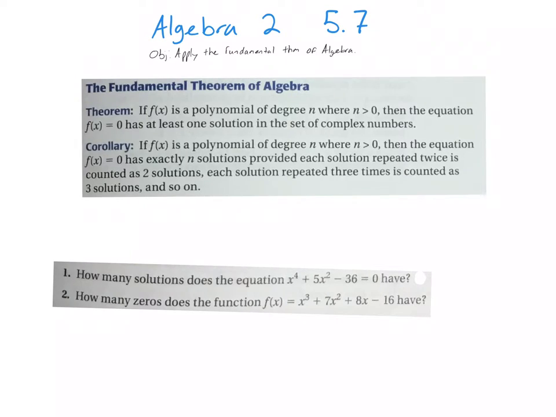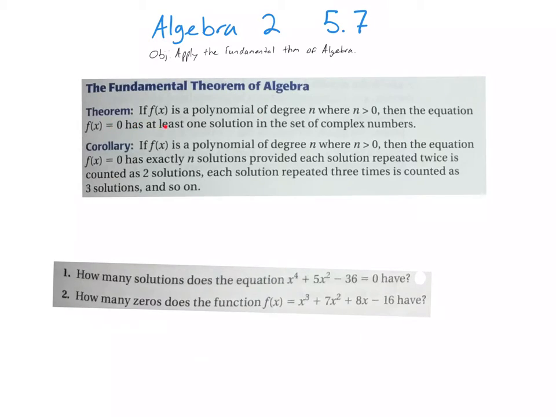This is lesson 5.7, and the objective for today is apply the fundamental theorem of algebra. It's got to be a pretty big deal if it's called the fundamental theorem of algebra. So here's the fundamental theorem of algebra.